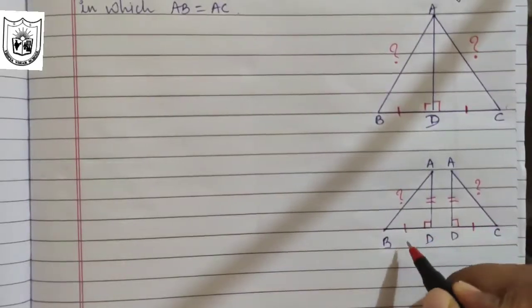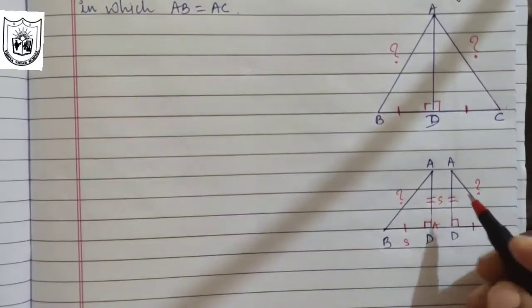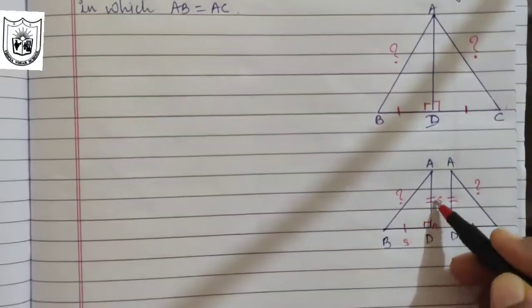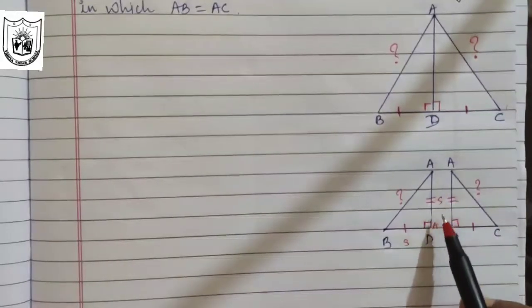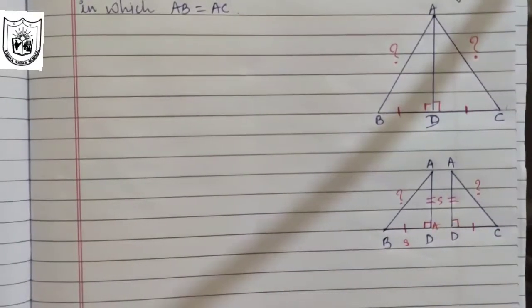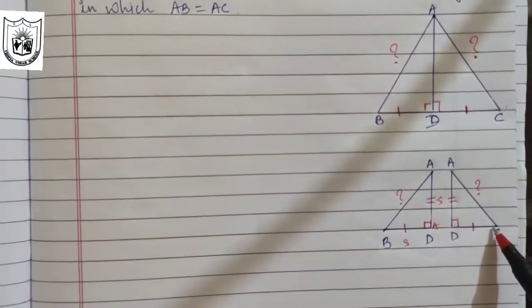Okay, see here, this is one side, this is angle and this is side. Okay, so the angle is included between two sides. So definitely both the triangles are congruent by SAS congruency rule. So then what can you say about AB and AC? Will they also be equal?